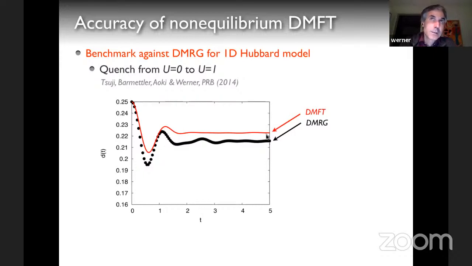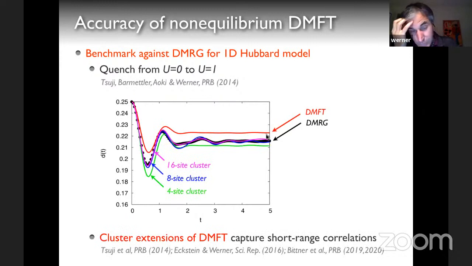In these low dimensional systems, short range correlations play a big role. What we can do in order to capture these is, instead of a single site, embed a small cluster of a few sites into a self-consistently computed medium, and thereby capture explicitly the short-range correlations on the cluster, while we treat long-range correlations on the mean field level. That's the so-called cluster extension of dynamical mean field theory.